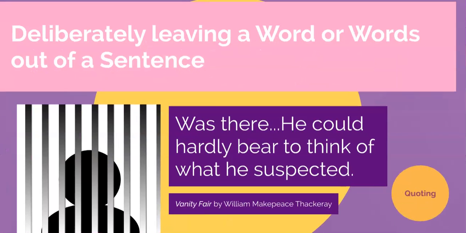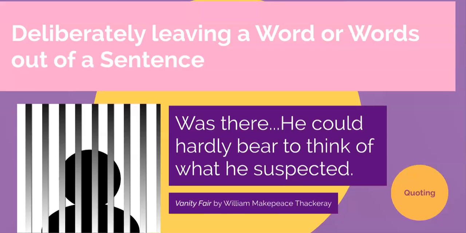Mr. Crawley has been arrested for debt. In other words, he owes people money. He wonders who's behind the arrest. He suspects that it's Lord Steyne because he's been spending a lot of time with Mr. Crawley's wife. Was there? He could hardly bear to think of what he suspected.